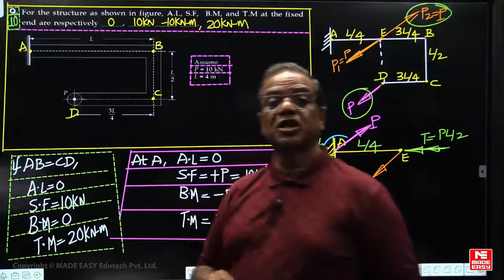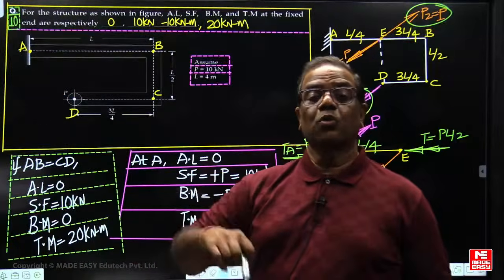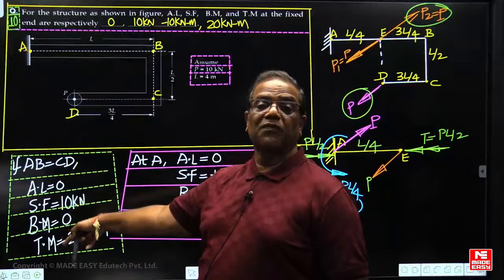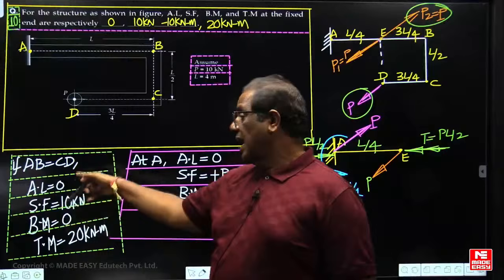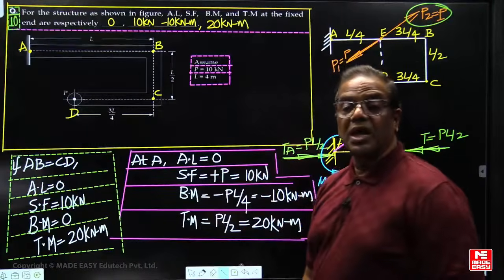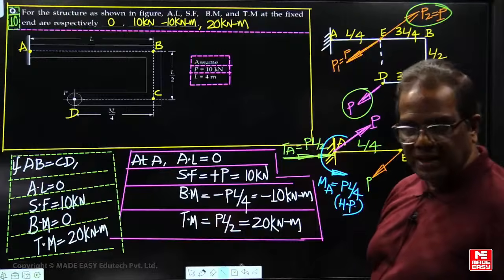But in the GATE examination, numericals were not given. It asks only which loads are going to exist. Then which loads will exist? Shear force and twisting moment will exist. Axial load and bending moment are 0 if AB and CD are of the same length.